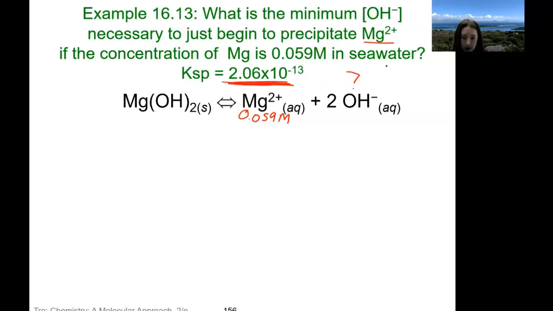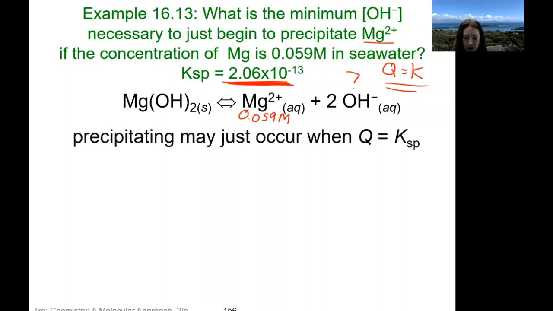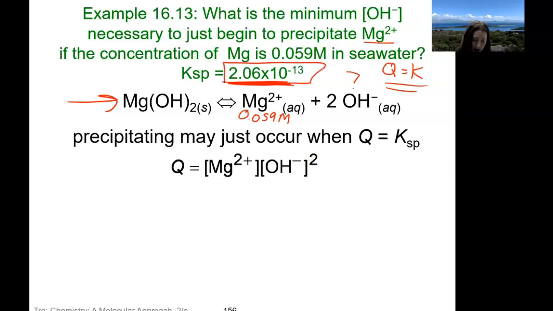And remember, when something precipitates, that's right when Q equals K. That's when it's going to start precipitating. So we want to know at what point does Q equal K? So we write our equilibrium expression using our reaction, which again is OH squared times magnesium. So this time we have our Q.